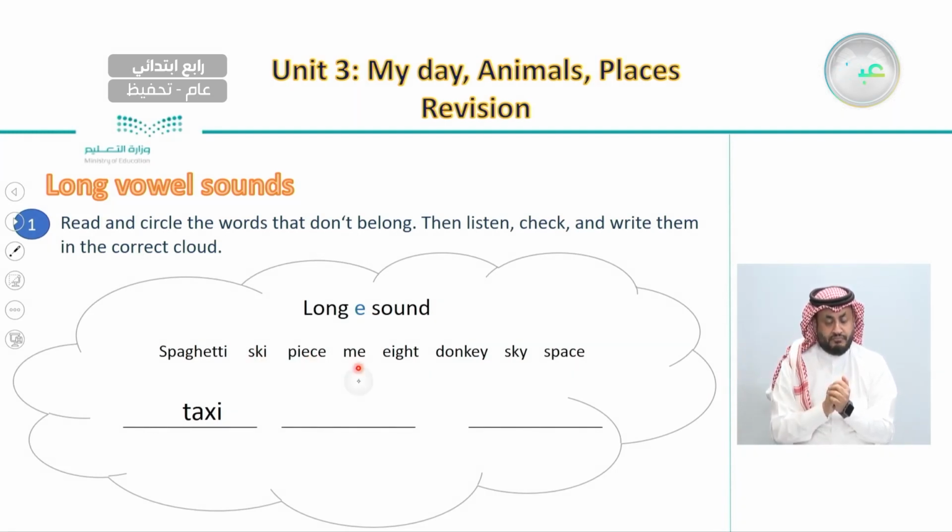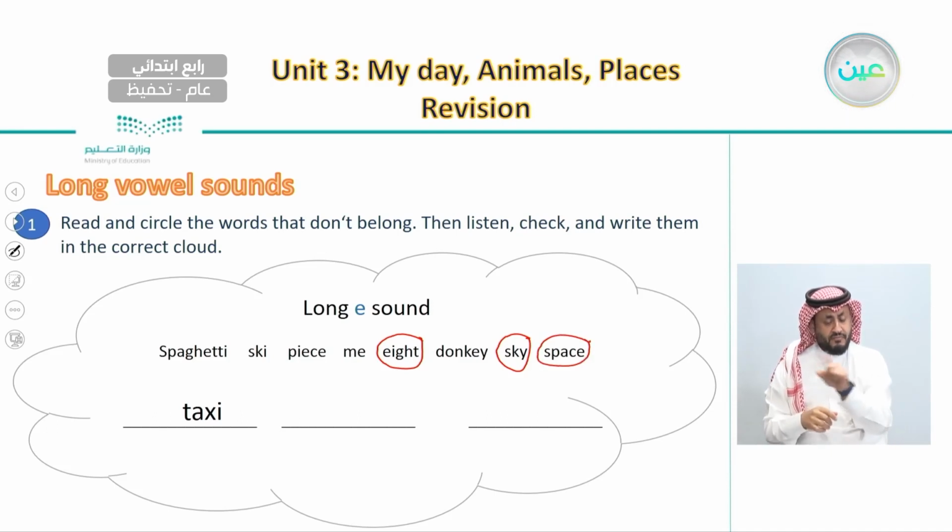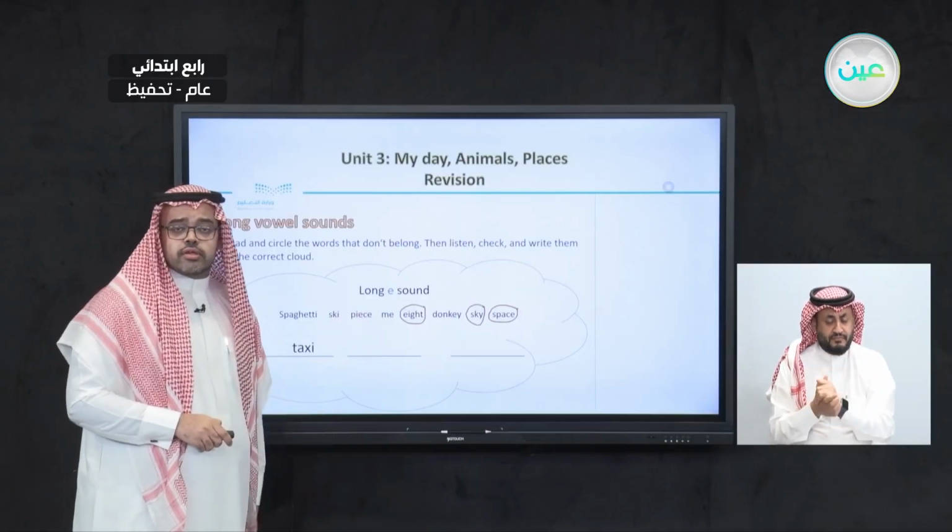Let's listen to it. The words in this cloud are spaghetti, ski, peace, me, eight, donkey, sky, and space. So here we have spaghetti, ski, peace, me, and eight. Eight here does not belong to this sound, so we circle eight. The same goes for sky and space. So all of these three words do not belong to this cloud.